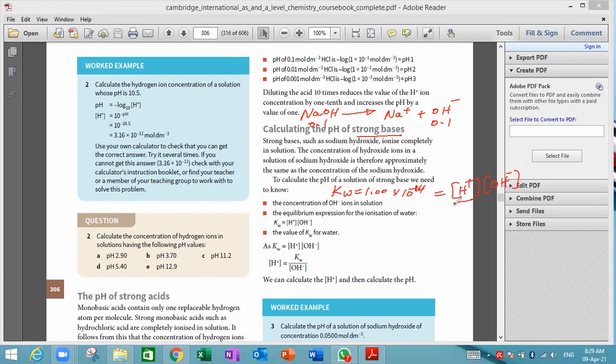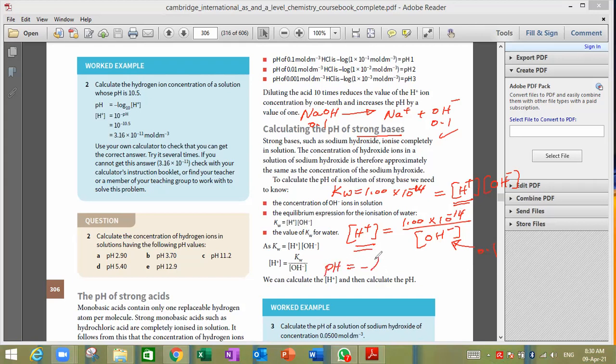So if I want to calculate the hydrogen ion concentration to get the pH, it's going to be 1 times 10 to the power minus 14 divided by the concentration of the OH ions. So if we got the concentration of the OH ions, for example, to be 0.1, just divide 1 times 10 to the power minus 14 over 0.1, we get the hydrogen ion concentration, and from it we calculate the pH, which is equal to minus log the hydrogen ion concentration.